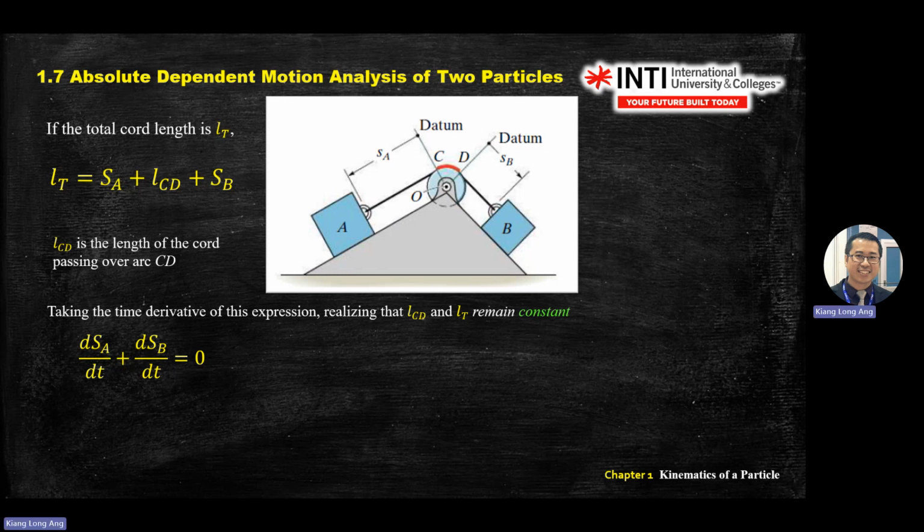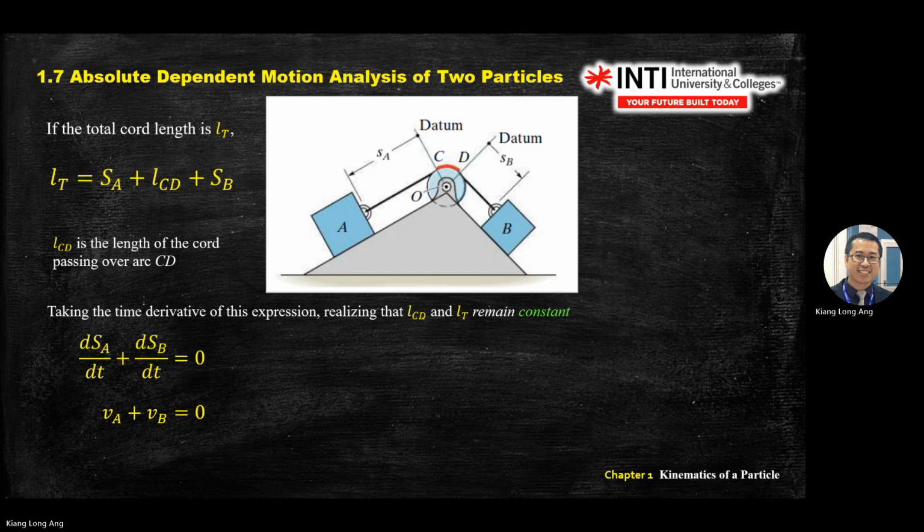Make sense? Okay. What is dsA/dt? What is this one and this one? What is the definition of velocity? ds/dt, right? Yeah. So this one becomes velocity of A, velocity of B. Make sense? I mean, we look in terms of equation. Okay. So you get VA plus VB equals 0. This one tells you the relationship between two objects.